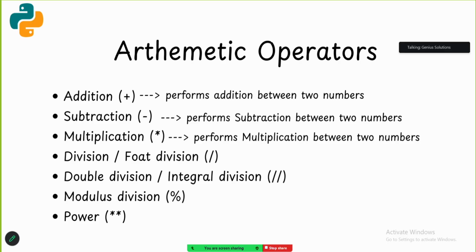Next, we have division. There are 3 types of divisions. What are they? Float division, or division. It is called division or float division. What it does is, first it will perform a division. After division, it will return the quotient value in the form of a floating point. So let us see it.